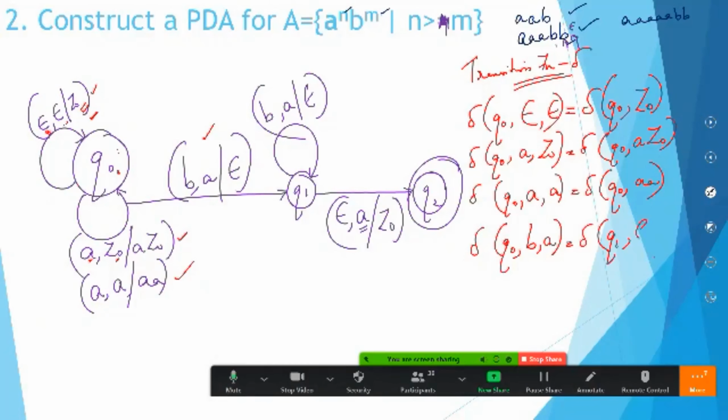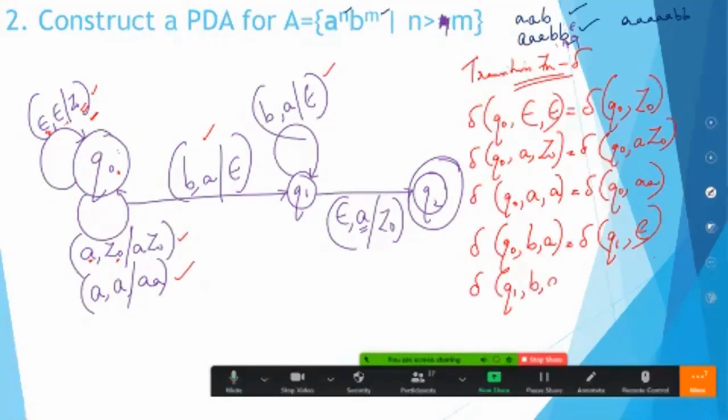Excellent. I did a copy. So that is done. Now I'll do this. Delta. I am in Q1. I encountered a B. My top of the stack is A. I am still back in my Q1, and I'm popping. Okay, so that's done.